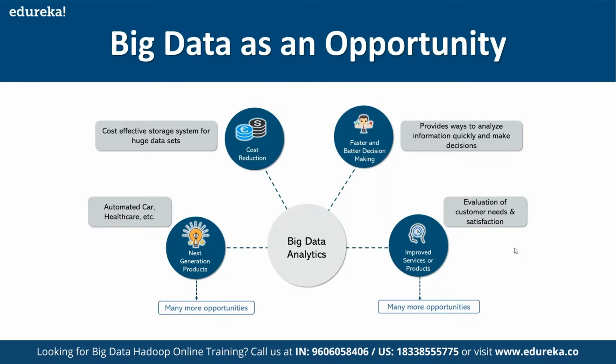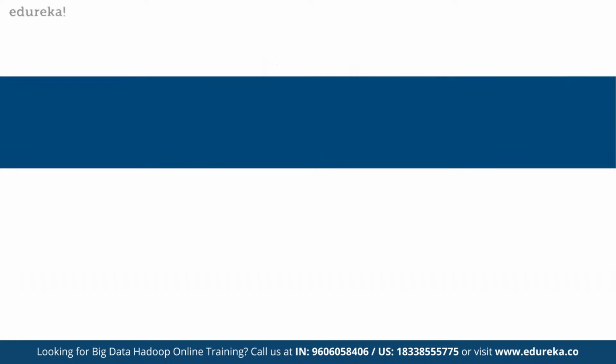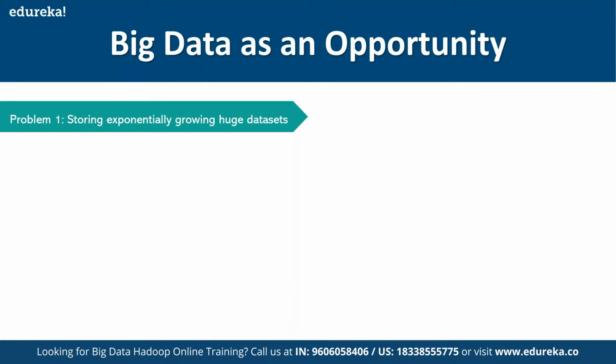So let us quickly get into how we can make sure that these opportunities are taken properly. Let us look at what are the problems that we have with encashing the opportunity, or trying to take these opportunities and implement it. So what are the problems that we have? The first problem is storing exponentially growing huge data sets. This I already told you. You have a large data set, and for example, if your storage is limited to some 10 petabytes, you cannot assume that the data will always be falling under 10 petabytes. What if one day the data is suddenly more?